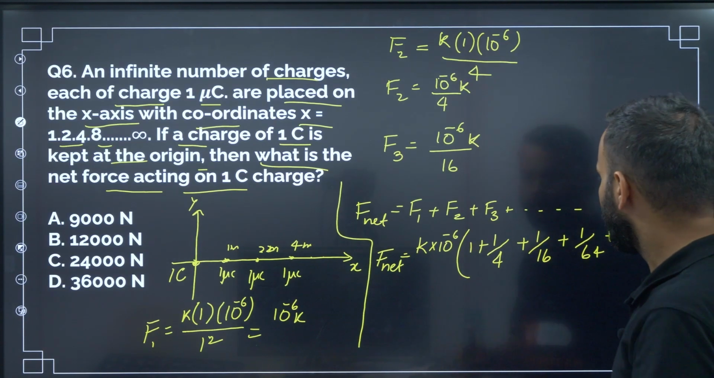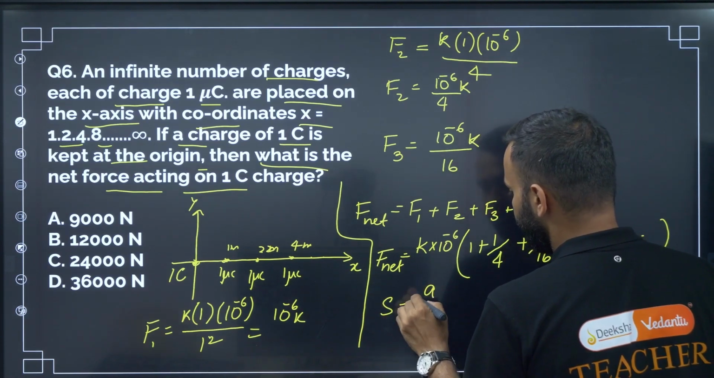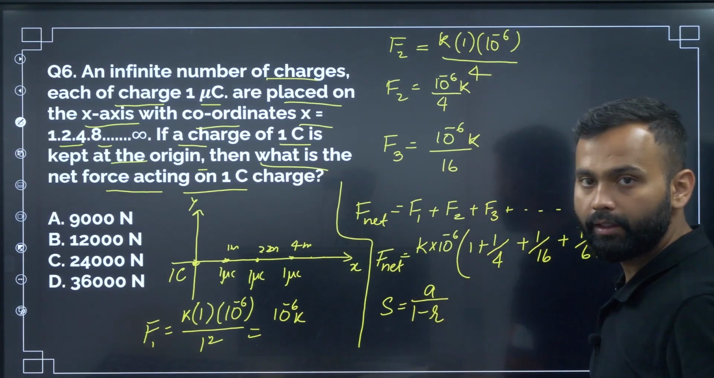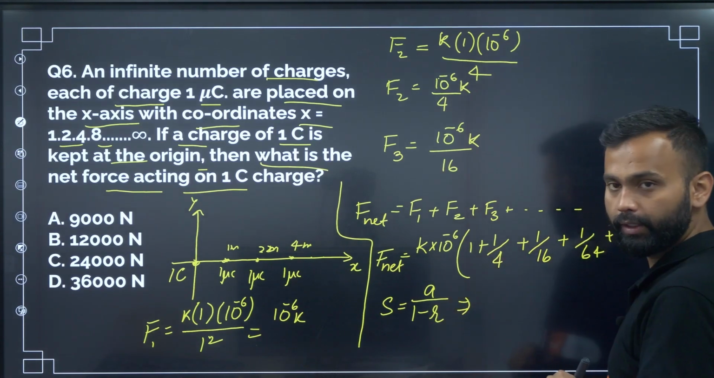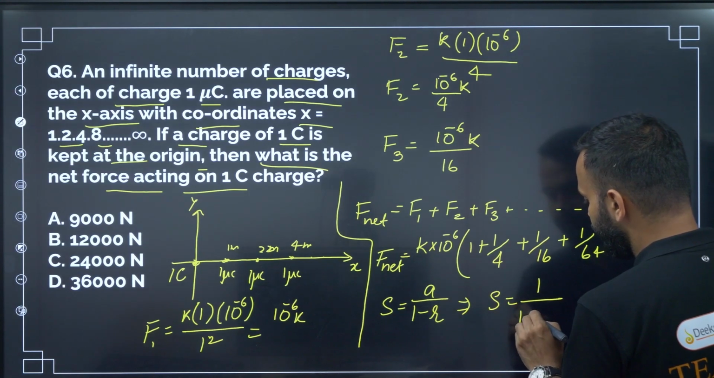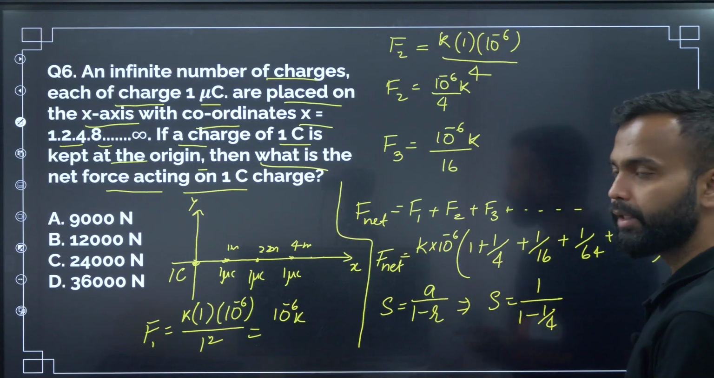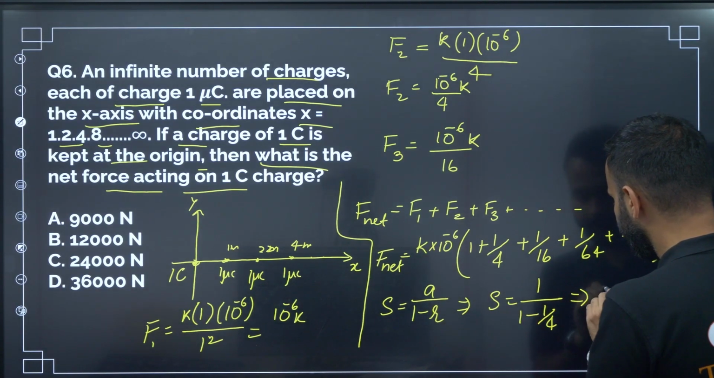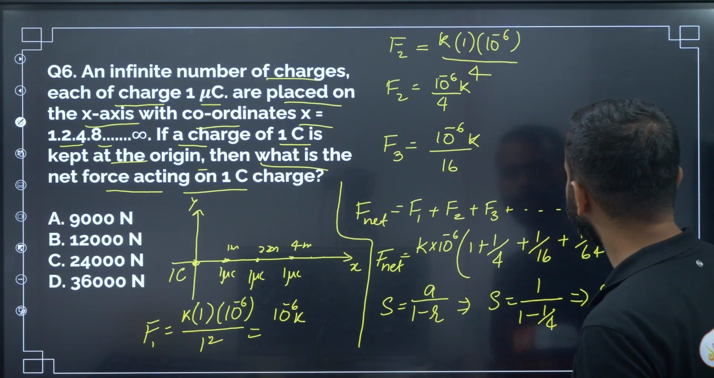So what is the formula for the infinite sum? Here S is equal to A divided by 1 minus R. A is the first term, R is the common ratio. The common ratio is 1 by 4, and the first term is 1. So S equals 1 divided by 1 minus 1 by 4. 1 minus 1 by 4 is 3 by 4. 1 divided by 3 by 4 is 4 by 3. So S equals 4 divided by 3.